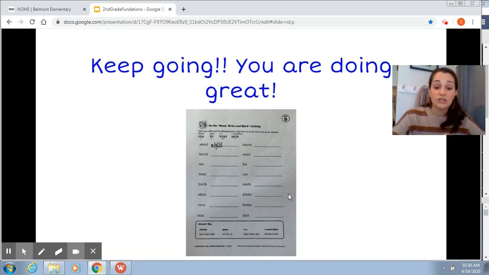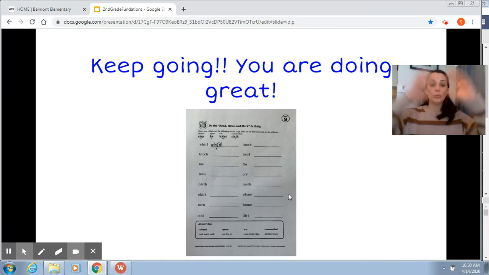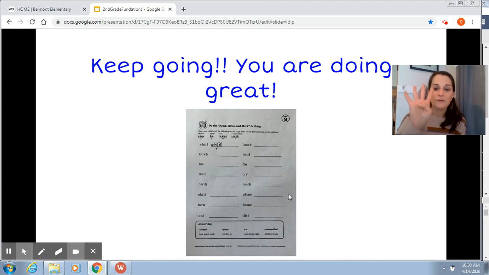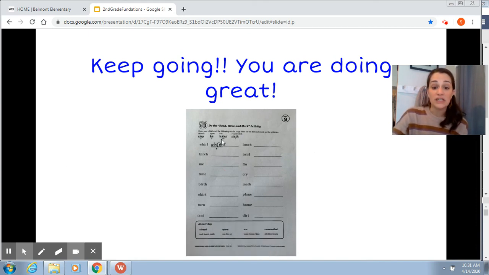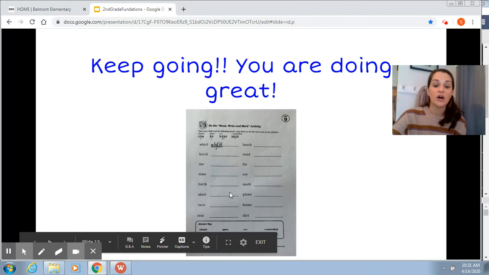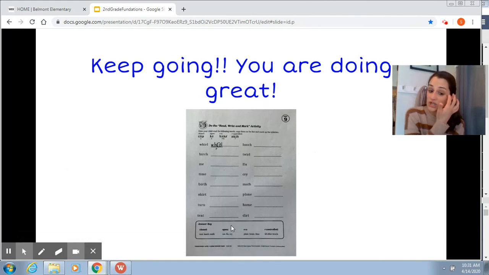The next thing I want to do is tell you about the page that's going to be in your packet if you were able to grab a packet. It is a whole big review page. It talks about 4 different syllable types, okay? Closed syllables, open syllables, which we talked about in previous lessons, VCE syllables, and R-controlled vowel syllables. The answer key is at the bottom of this worksheet, and it's going to help you if you get confused with which word is which.